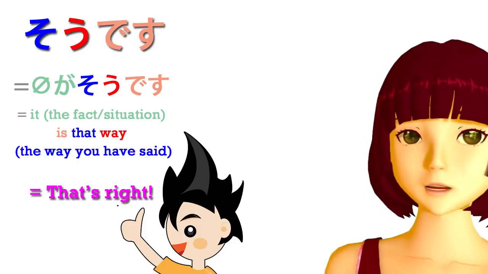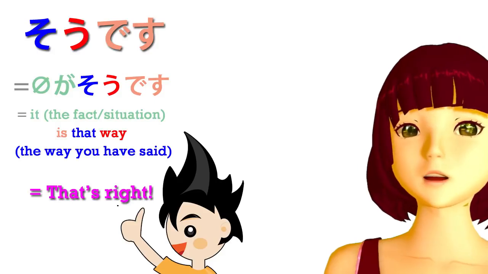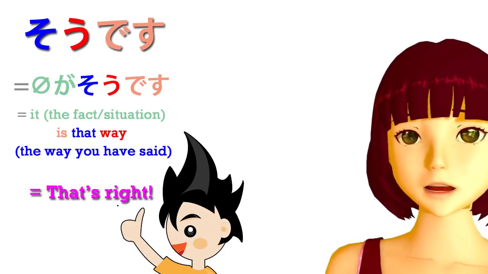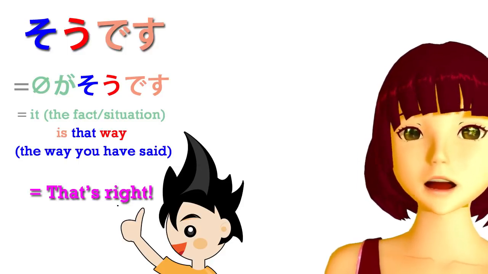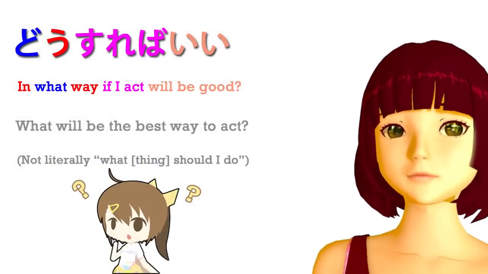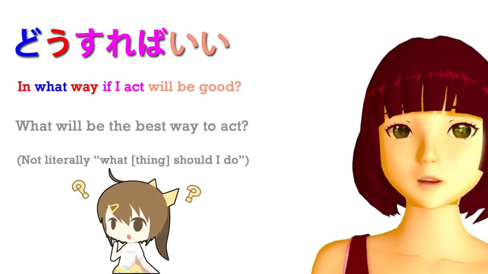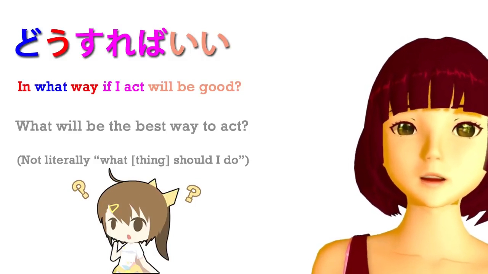If we say so seru, we mean do like that. If we say ko seru, we mean do like this. Do in that way, do in this way. If we say do seru, we say do like how. And we often say do seruba I. Now, seruba is the conditional form of seru. Saying do seruba I means how if I do, that'll be good.